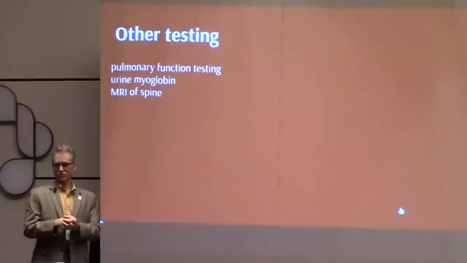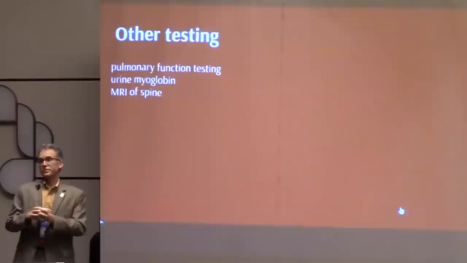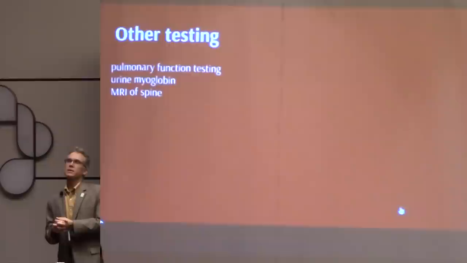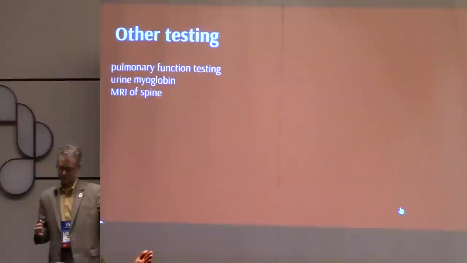How often do you do that? If someone's having breathing problems, I'll do it more often. I had it done when I was first diagnosed. Here I am 3 years later, I haven't had it done since. So it depends on symptoms. If you could go up a flight of stairs without any trouble, or two flights of stairs, I'm not too worried about your breathing.